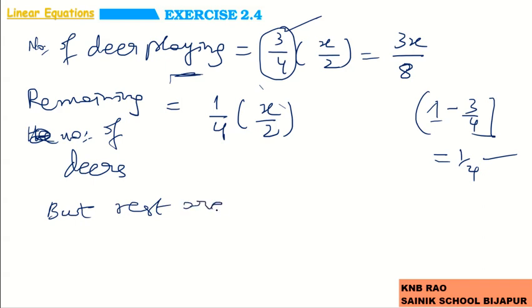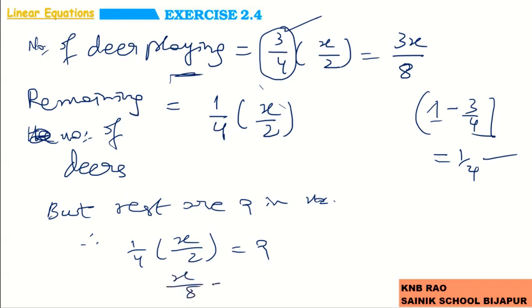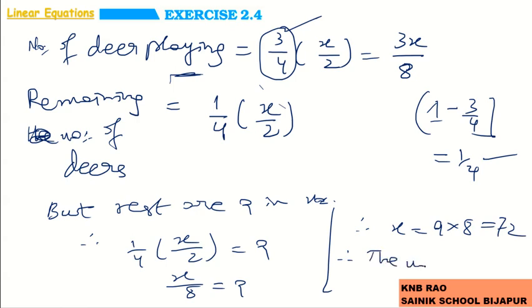the rest are 9 in number. Therefore, 1/4 of x by 2 equals 9, x by 8 equals 9. It implies x equals 9 into 8 equals 72. Therefore, the number of deer is 72. You can conclude like this. This is the method of solving this question.